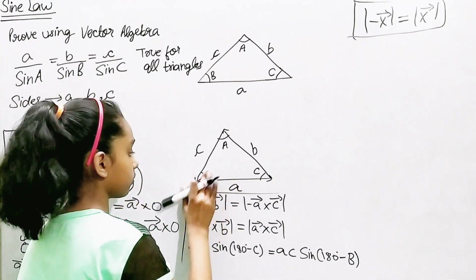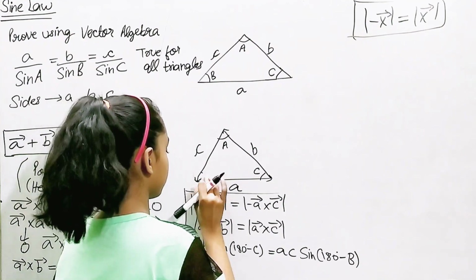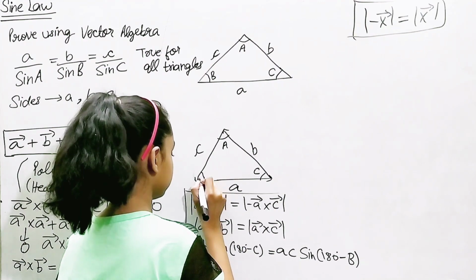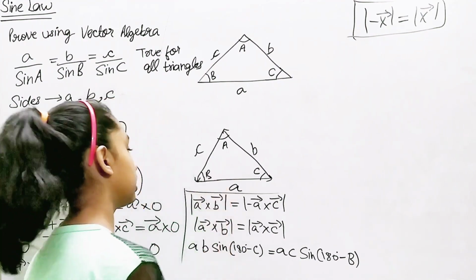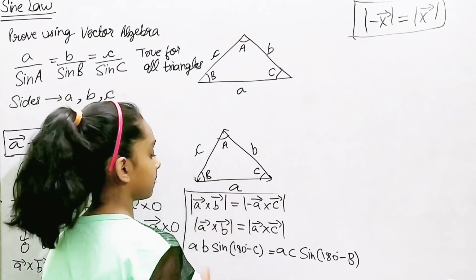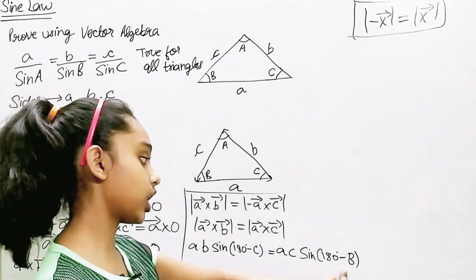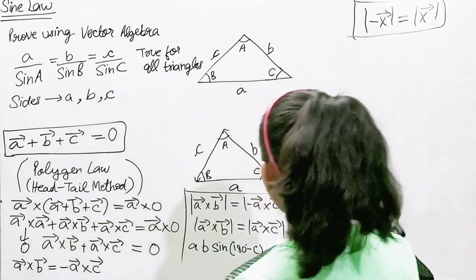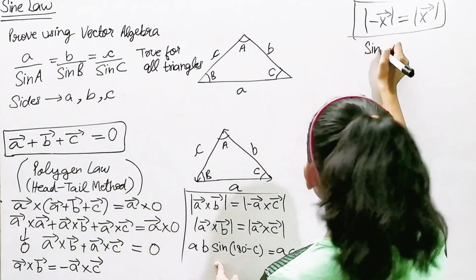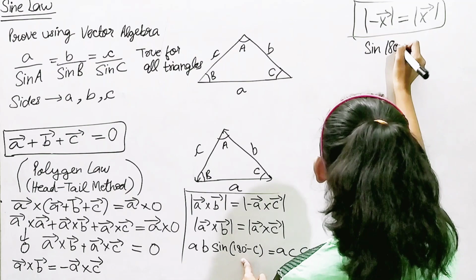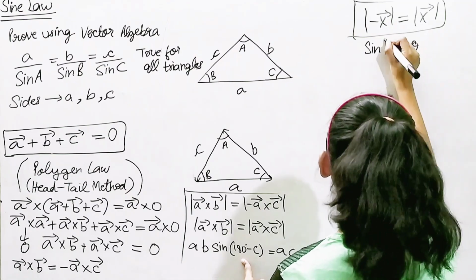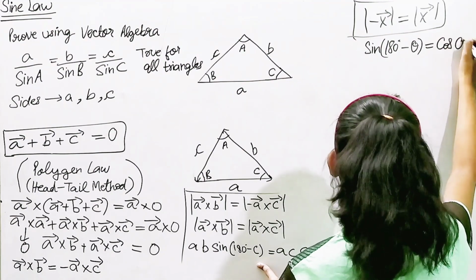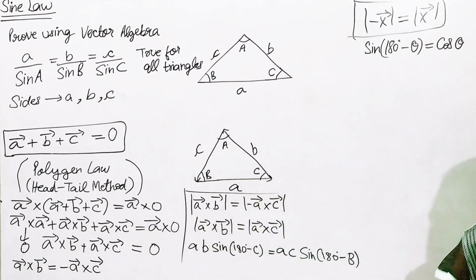Okay. I'm not going to rub it with the duster. Yeah. So this theta will be 180 minus B. And there's one more thing that I have to tell you, that sine of 180 degree minus theta will be what? Will be cos theta, okay? Cos theta. Is it right?